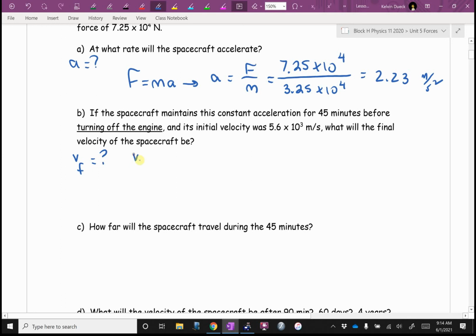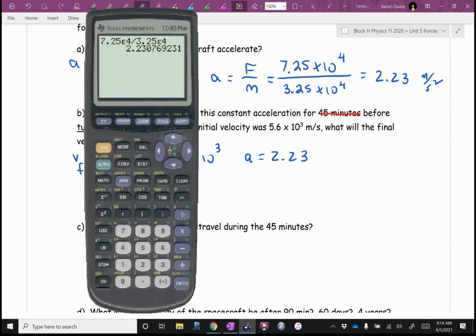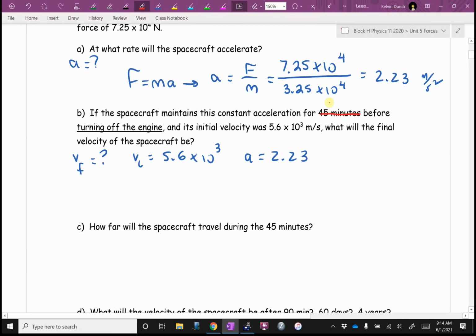It looks like VI is 5.6 times 10 to the 3. A is, I'm going to write 2.23, but you know I'm going to use my answer button because it's less typing and more accurate. What don't I like about that 45? It's minutes. So I think, Liz, I actually would have just crossed it out right away. How do I convert minutes to seconds? Times 60. So I would have quickly gone 45 times 60. Now the problem is I just lost my answer button for acceleration, so I will use 2.23, I guess. 2,700 seconds.